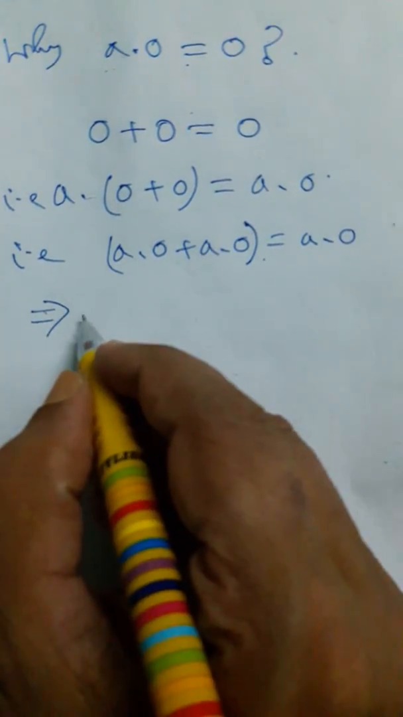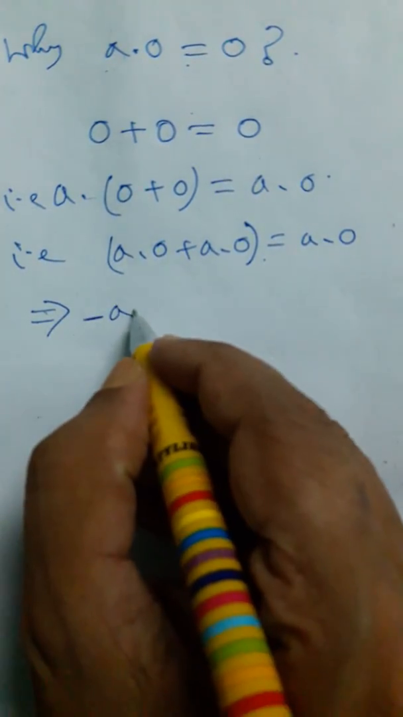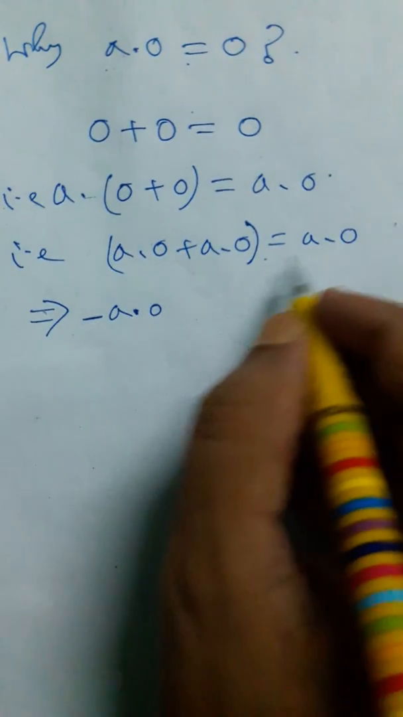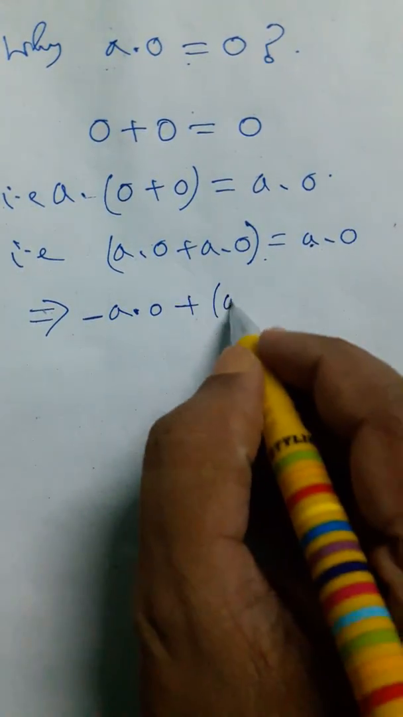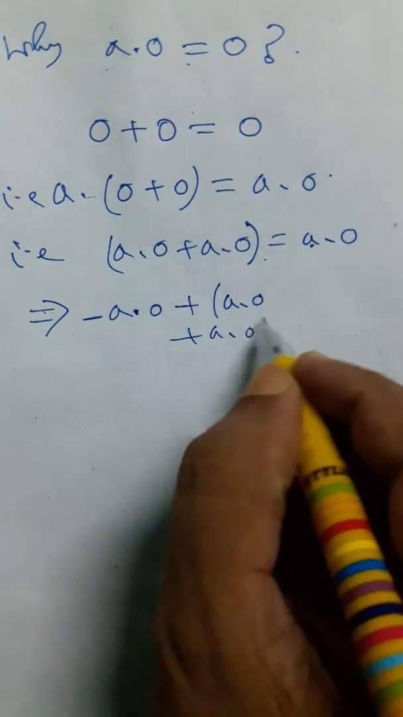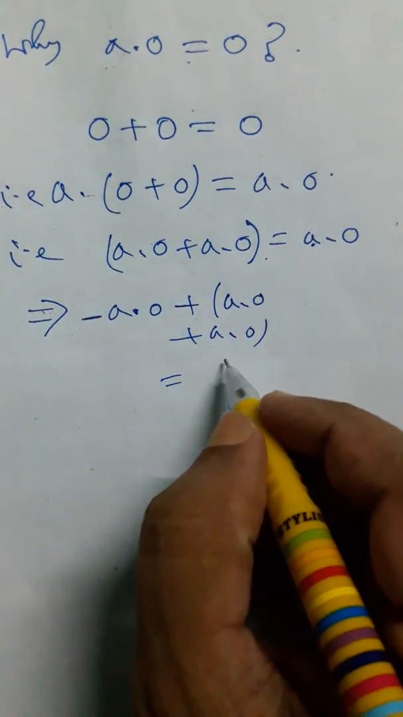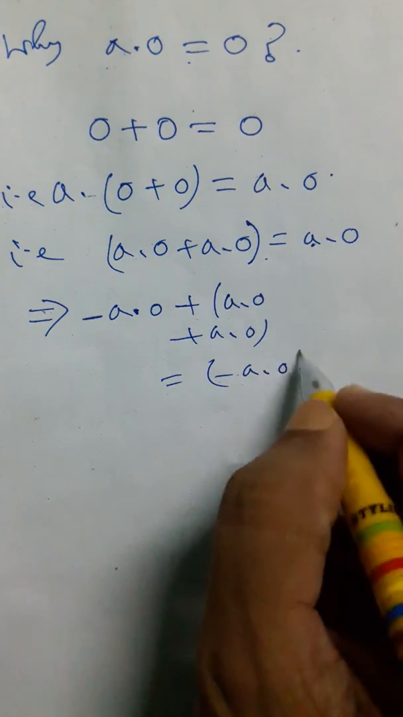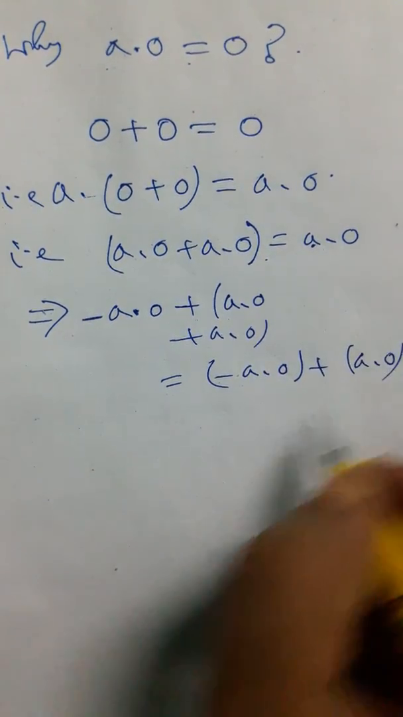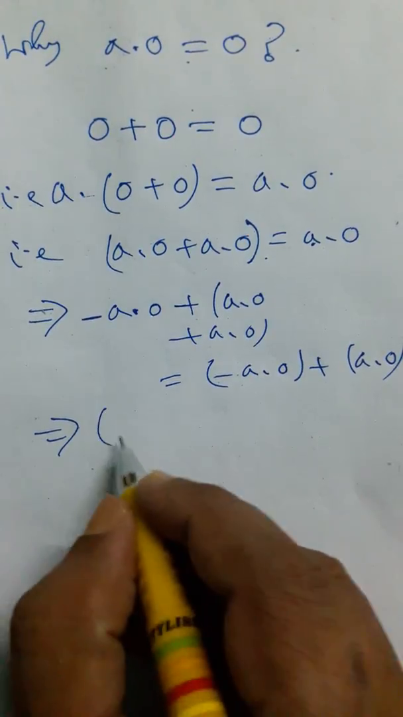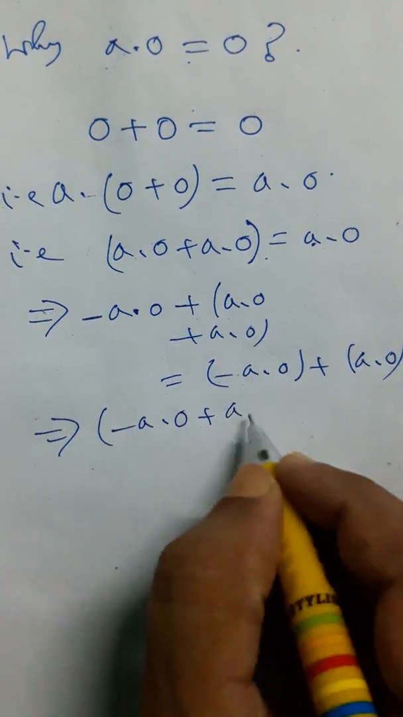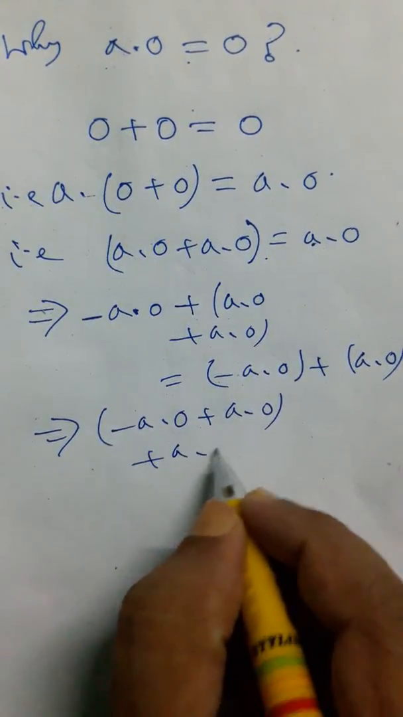Which implies, if we operate with the inverse element of a into 0, that is minus of a into 0, we get minus of a into 0 plus a into 0 plus a into 0. So it also says that minus of a into 0 plus a into 0, and it's clear by the associative property we can say, a into 0 plus a into 0 plus a into 0.